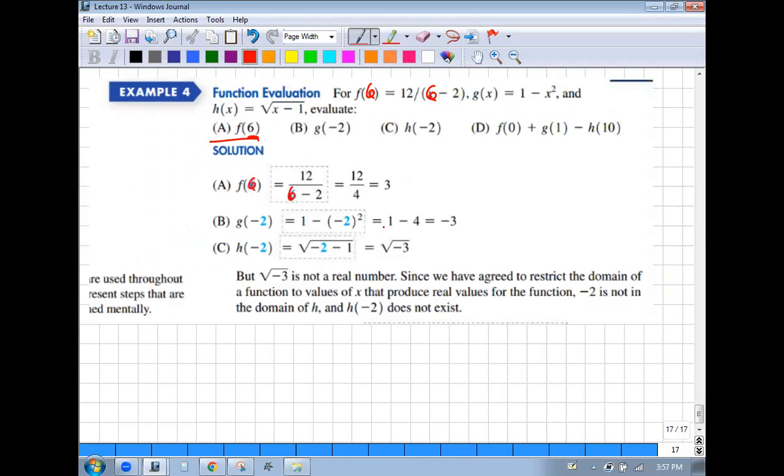Boop, boop, right? So like, check this out though. F of x is what? 12 over x minus 2, right? That's just what it's given to be, okay? That's what they told us.